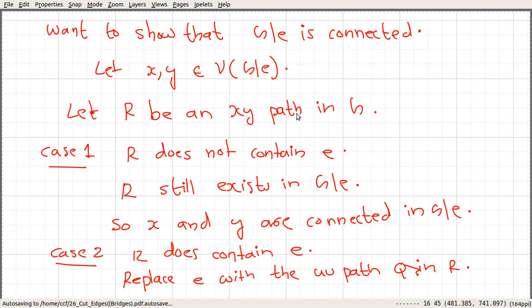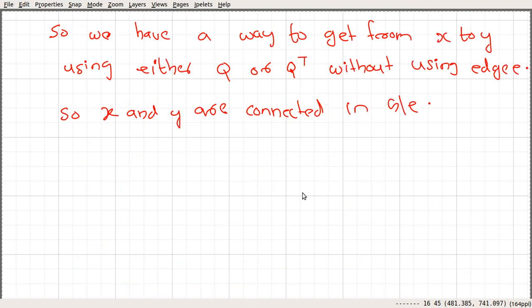So either way, if this R is an xy path in G, since G is connected, then we can always find an xy path. If R does not contain E, again we can see that in G minus E we have an xy path. Similarly, if R does contain E, we can replace this E by that Q path, and we can see that x and y are connected in G minus E. And that says, therefore, that E, which is deleted from that graph G, is not a cut edge.